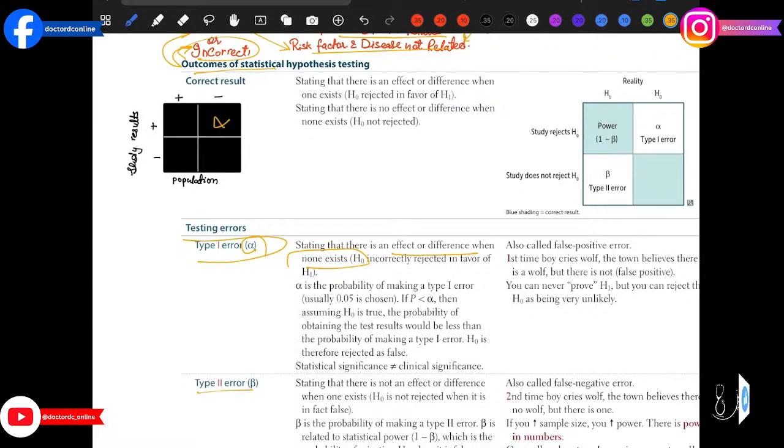Now here's a key stat link. The p-value of your study equals the probability of making a type 1 error. And that p-value is often measured against 0.05, the classic significance level. If your p-value is less than 0.05, that means there's less than a 5% chance your finding is random. That's why with a lower p-value, you have more confidence that your result is real.